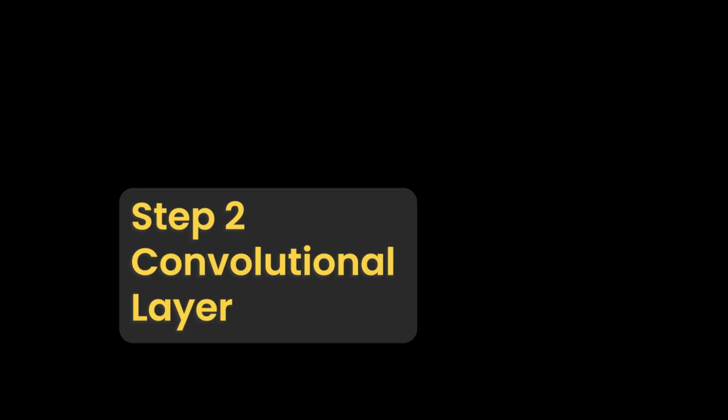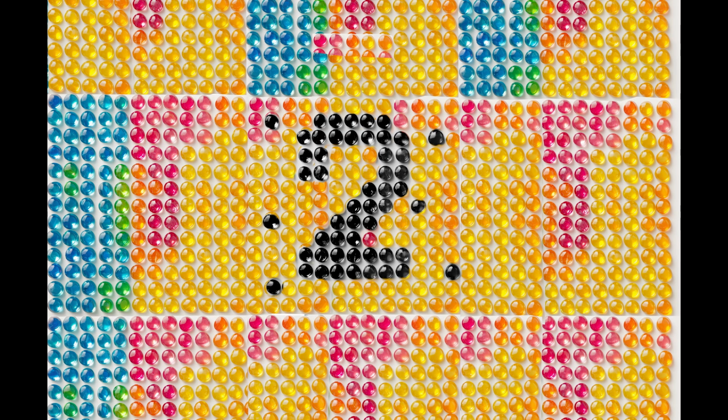Step 2, convolutional layer, like scanning with a magnifying glass. Instead of looking at the whole image at once, an algorithm analyzes small parts one by one using the convolutional layer. Imagine using a magnifying glass to inspect tiny sections of candies. The magnifying glass represents how the algorithm moves step by step across the image, looking at small portions at a time. Each time it detects a black candy, it says, hey, there's black here, it might be part of something bigger. This scanning process helps the algorithm focus on details rather than the whole image at once.